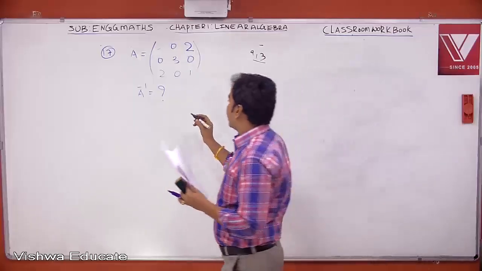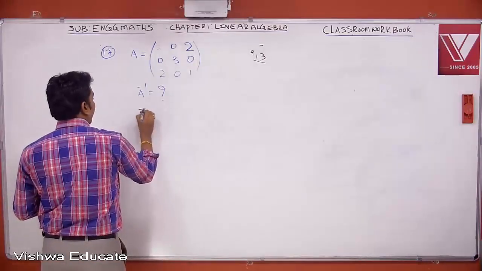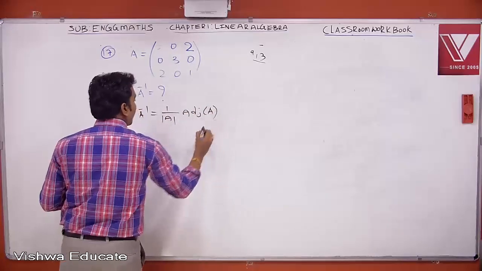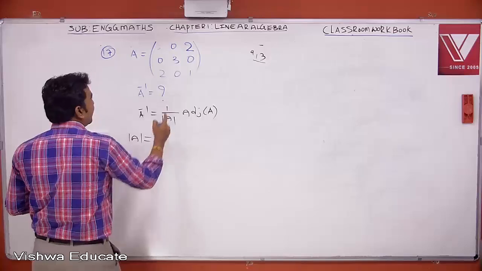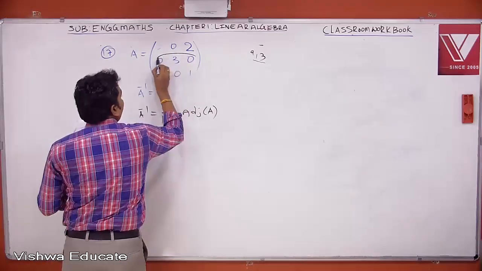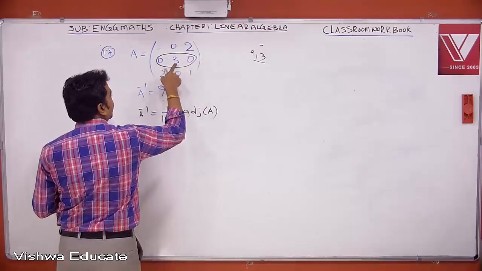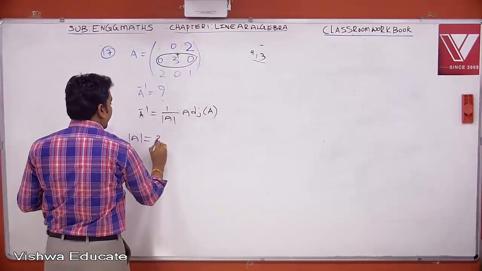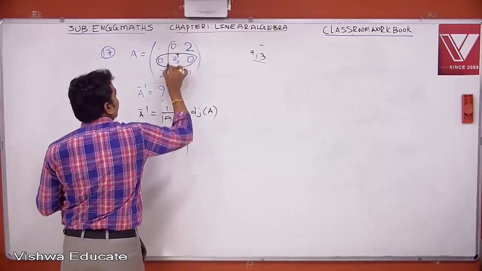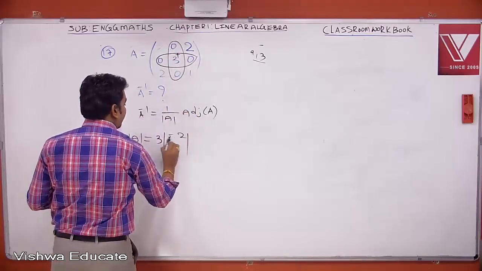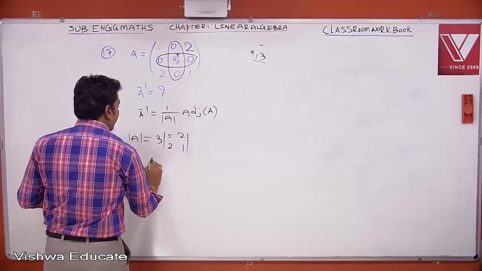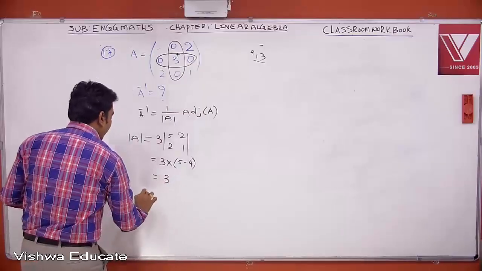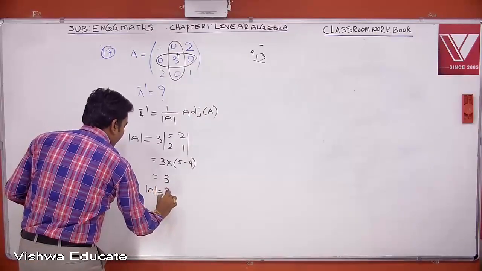Before finding this, let me write the formula for A inverse. A inverse equals 1 by det A into adjoint A. Now what is det A? In this case, the second row contains the majority of zeros. So let us expand the det value using the second row. The sign is plus. Therefore, det A equals 3 times det of the submatrix left after eliminating this row and this column, which is 5, 2 and 2, 1. So this is 3 into 5 minus 4, which is 3. Therefore, det A equals 3.